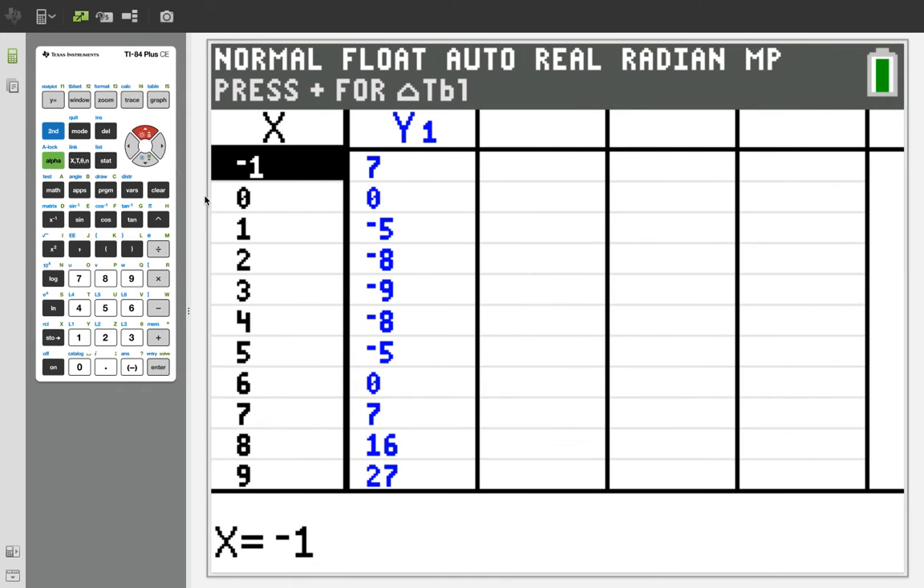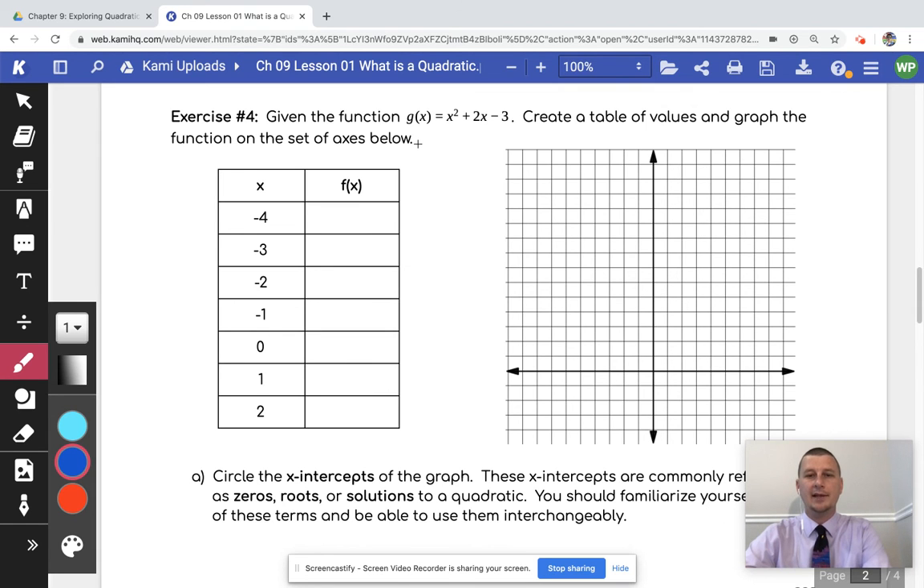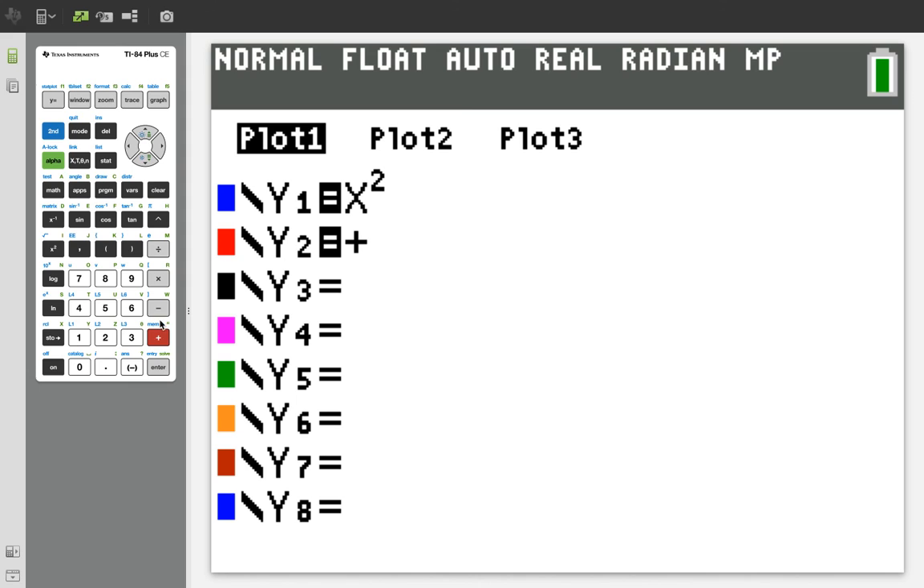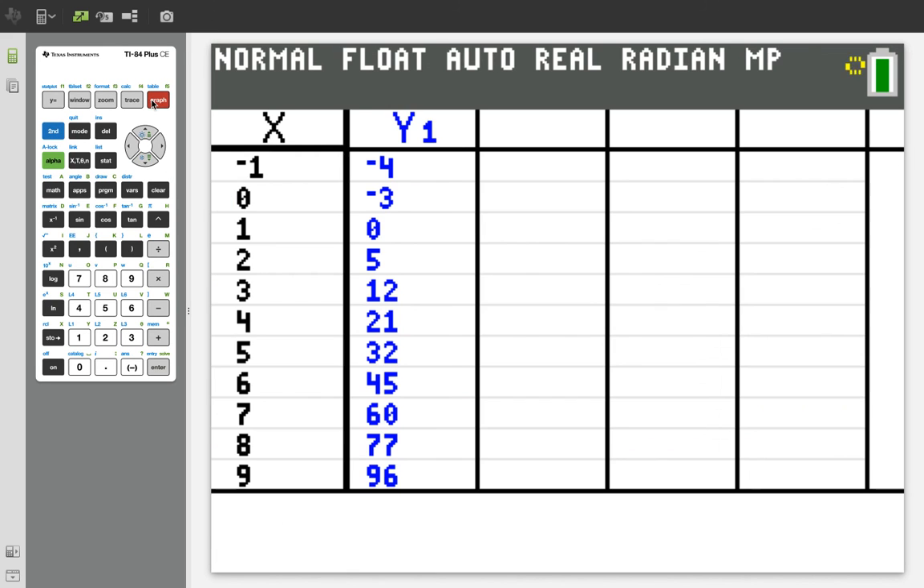To pull up our table of values, we'll go to y equals, clear out anything that might be there already, and we're going to input x squared plus 2x minus 3. X squared, plus, we'll go back up there, plus 2x minus 3. And we're going to go to our table of values.